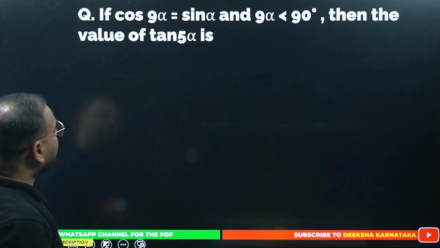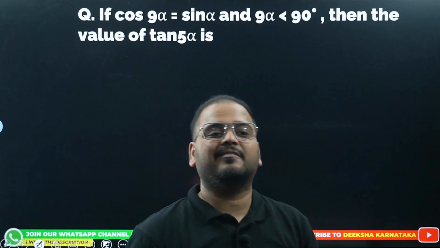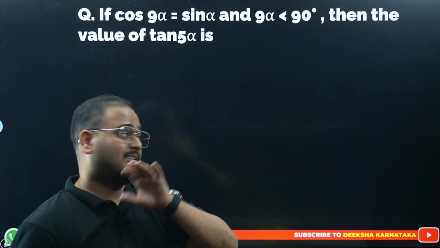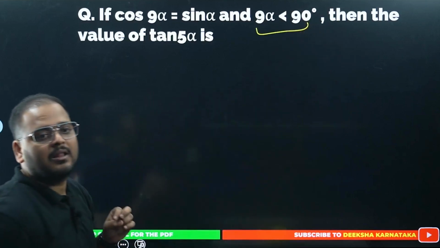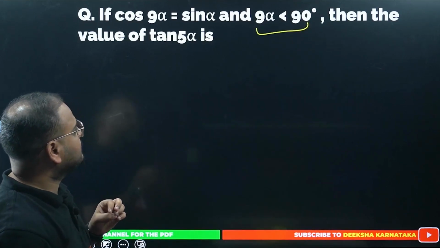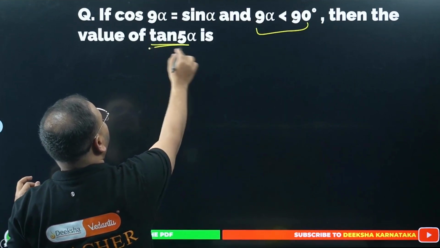67 by 12. Moving on. Cos 9 alpha equals sin alpha. What is alpha? Reference angle. Also given 9 alpha is less than 90 degrees. Then find the value of tan 5 alpha.